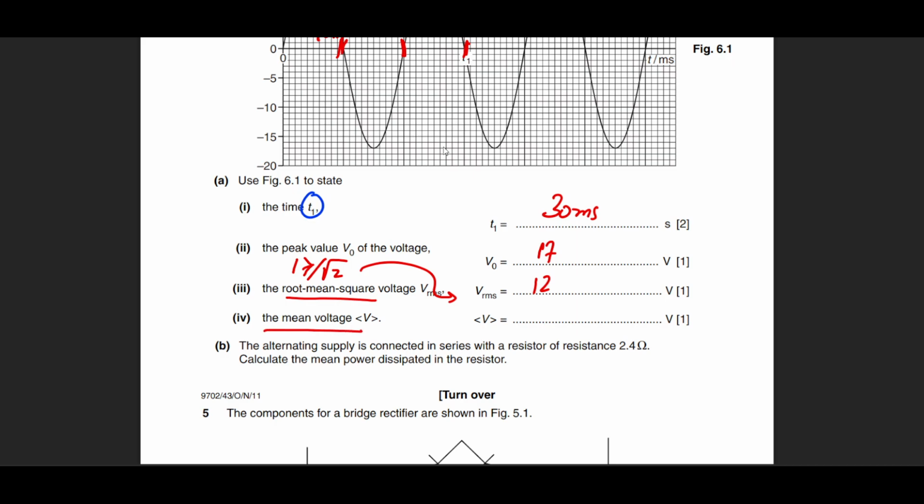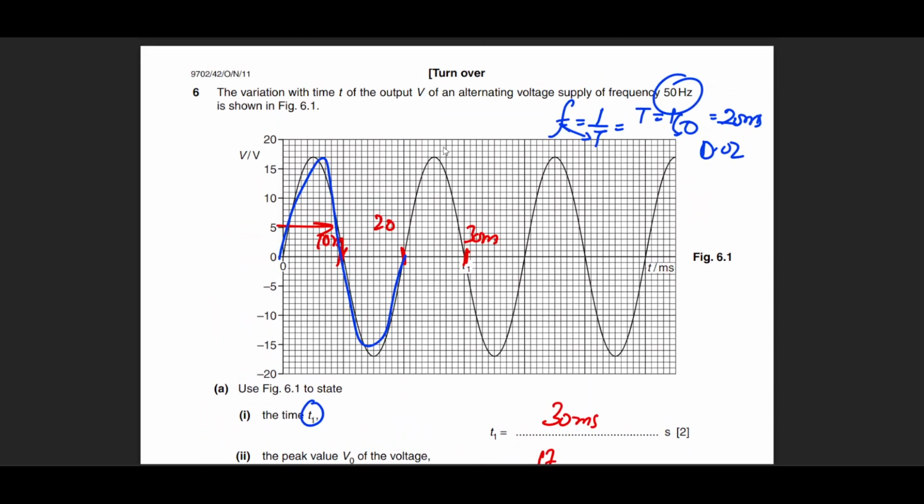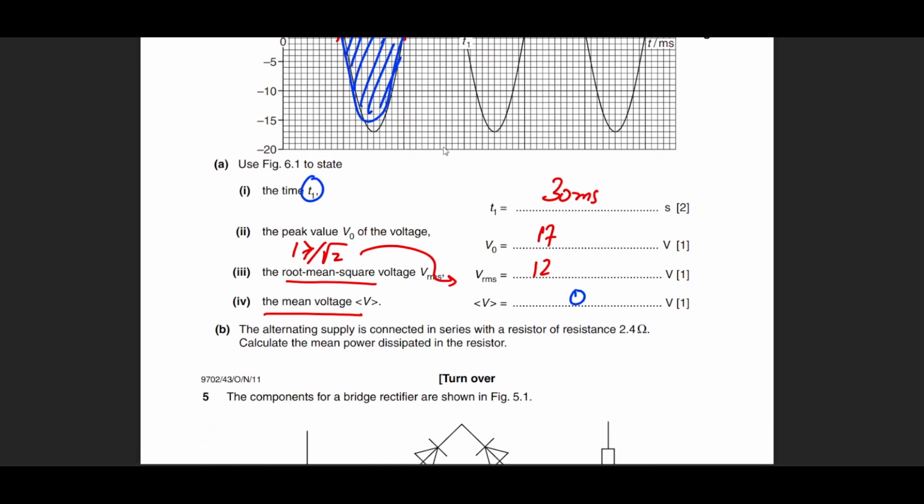The mean voltage, this is interesting in terms of ideas. You see, what is mean voltage? Mean is average. So when you take the average of a sine function, we have done this in A2 mathematics, P3 integration, that when you take the integration of a sine function or of a cosine function, the answer is 0. So when you take this area and when you take this area, when you add them together, your answer will be 0. That's why the mean voltage is 0.